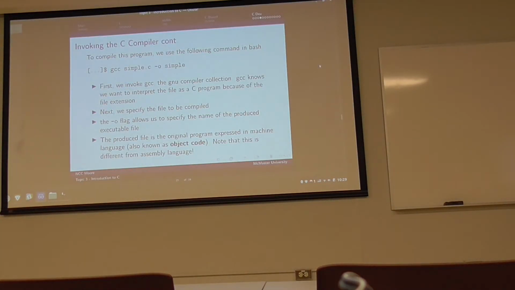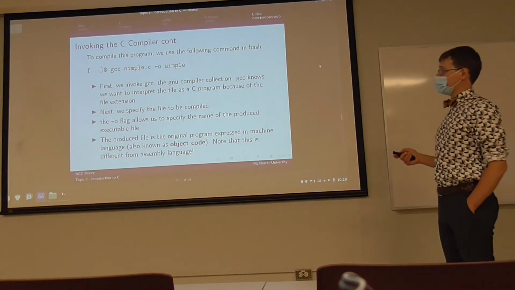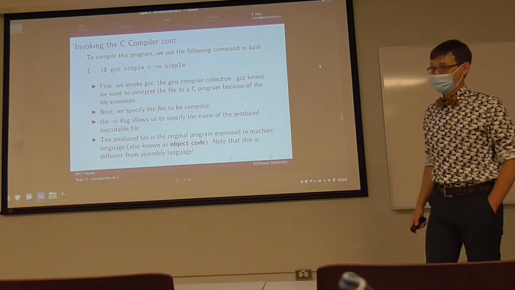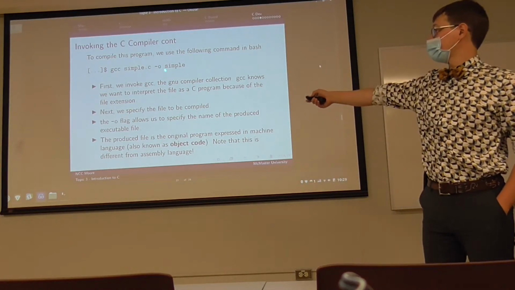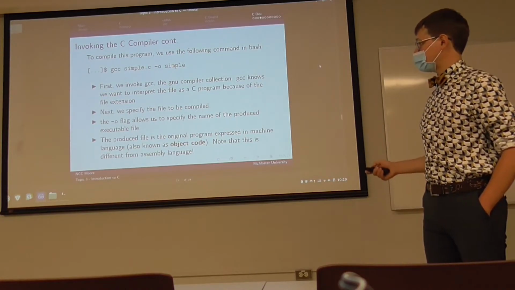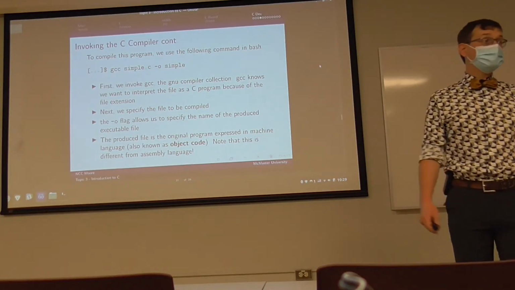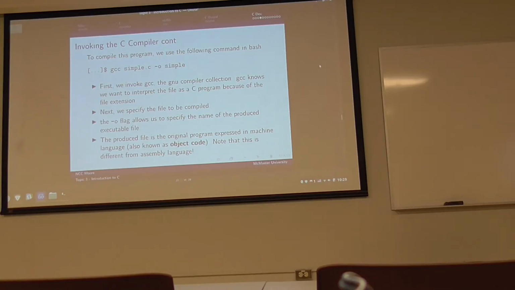So, to compile a program, we use the following command in bash: gcc simple.c -o simple. The -o flag specifies the name of the executable file that you wish to produce. In the absence of a -o argument, GCC will dump the executable file using a generic name, a.out. You'll probably see me use it a couple of times in this course.